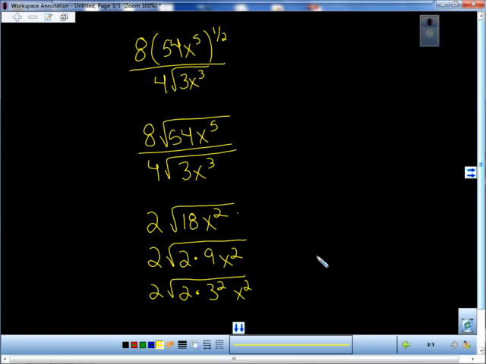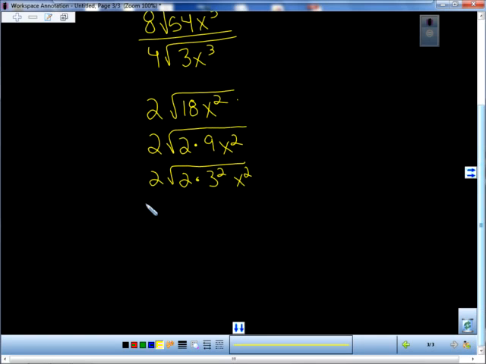Now if I take the square root of the individual parts, we have this 2 on the outside, times square root of 2, can't take the square root of 2 evenly. Take the square root of 3 squared, just gives me a 3. Take the square root of x squared, just gives me an x, square root of 2.